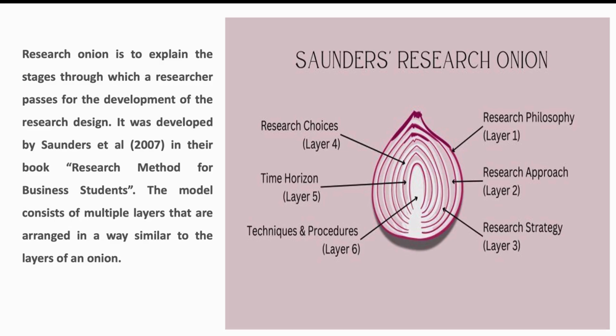As you can see on the screen, one of the most helpful tools for organizing and visualizing the methodology is the Research Onion. It is to explain the stages through which a researcher passes for the development of the research design. The model developed by Saunders consists of multiple layers that are arranged in a way similar to the layers of an onion. And I'm going to provide an explanation of the layers of this model and then focus on what questions you need to ask yourself each time you peel off the onion.